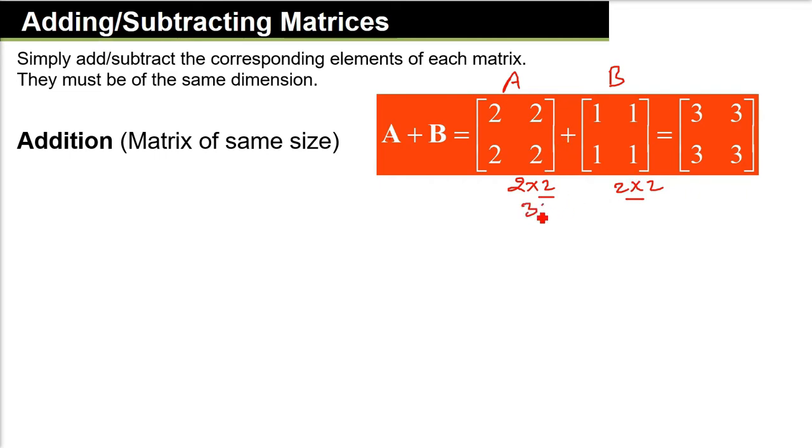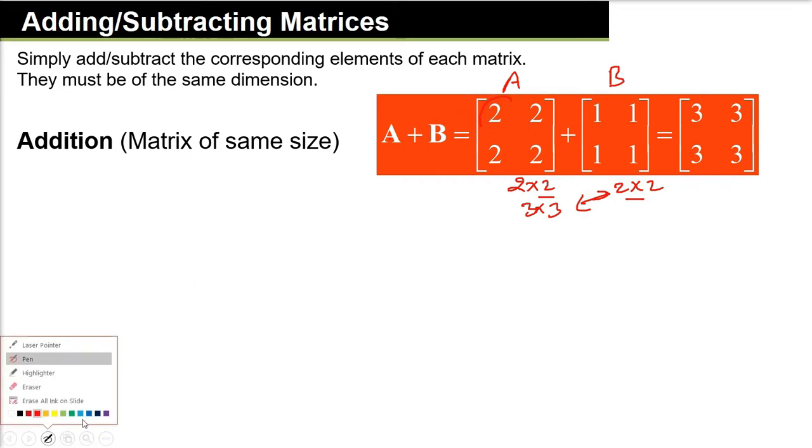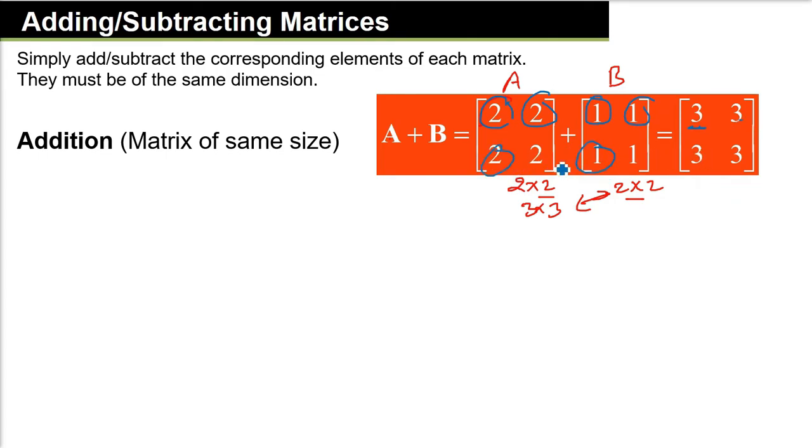If one is 3 by 3, you cannot add it with 2 by 2. You cannot. So the corresponding elements we have to add. Let us see here. 2 and 1 will be added, you get 3. This 2 and 1 will be added, you get 3. This 2 and 1 will be added, you get 3. This 2 and 1 you add and you get 3.